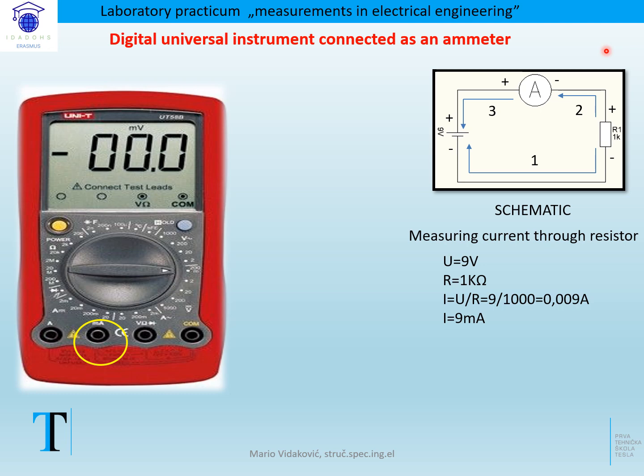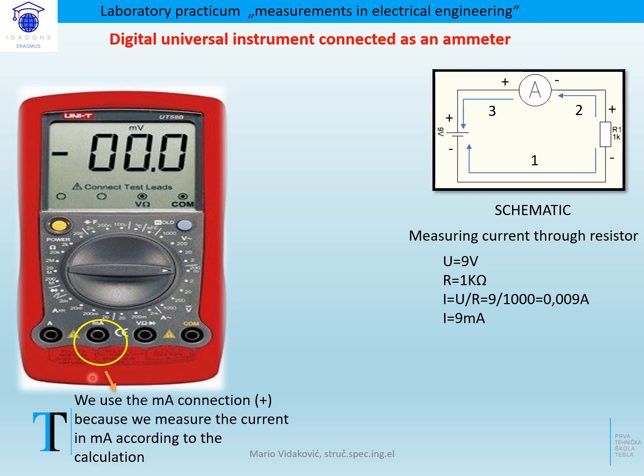Why is that important? Because we need to choose the connector for measuring a smaller current. We use the milliampere connector plus because we measure the current in milliamperes according to the calculation. This is the plus polarity. The COM connector or port is used with every connection and when measuring other values. It is minus polarity.